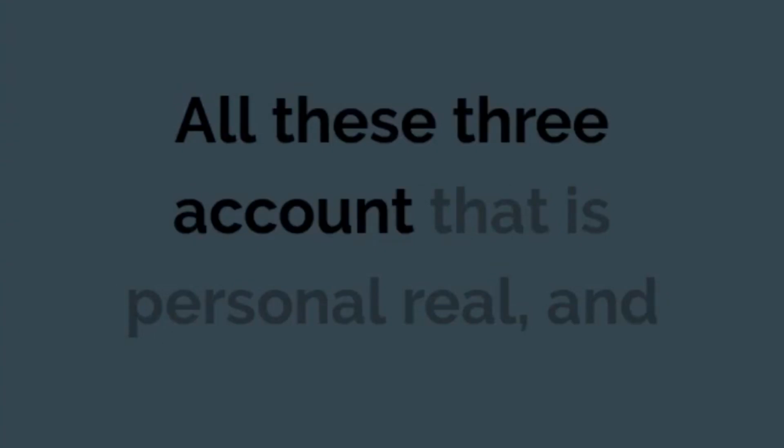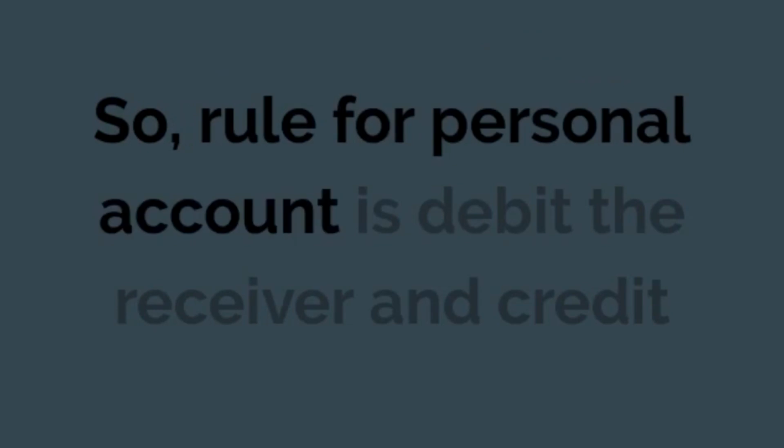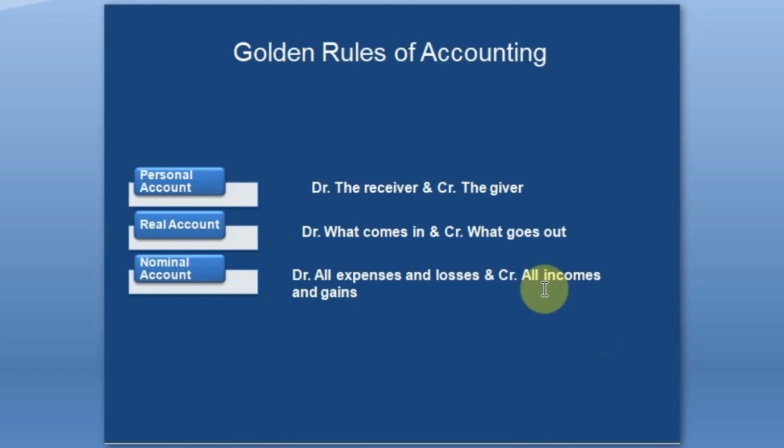All these three accounts, that is personal, real and nominal, have two rules, one for debit and one for credit. So, the rule for personal account is debit the receiver and credit the giver. That means while passing a journal entry, you will debit the name of the receiver, that means who has received the amount, and credit the name of the giver, that is the one who has given the amount. Next, in case of real account, debit what comes in and credit what goes out. Lastly, nominal account: debit all expenses and losses, credit all incomes and gains.